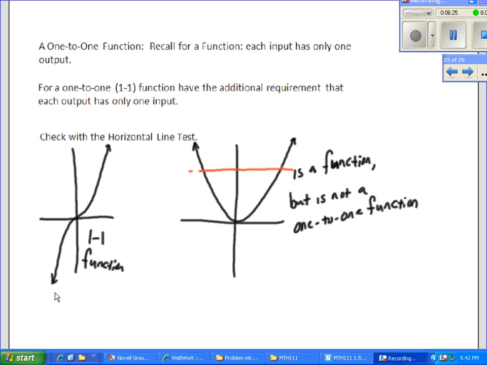So this is the function f of x equals x cubed, and it's a one-to-one function. It passes both the vertical line test and the horizontal line test. Whereas a parabola here, y equals x squared, is a function because it passes the vertical line test, but it's not one of the special cases of being a one-to-one function, because one output has two different inputs. It fails the horizontal line test.